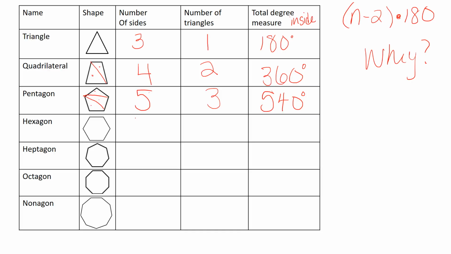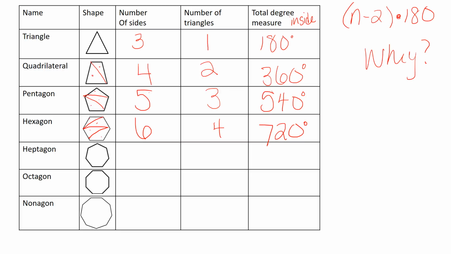Moving on to a hexagon that has 6 sides. So if we draw in the inside, we come up with 4 triangles. So then 4 times 180 would be 720 degrees.